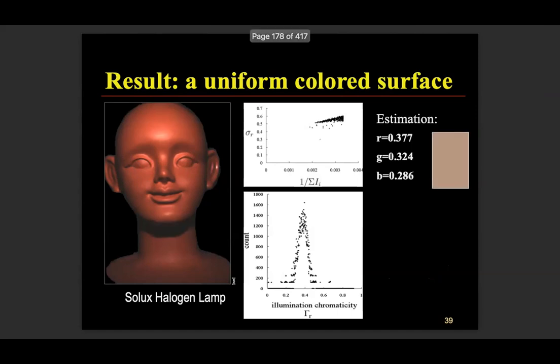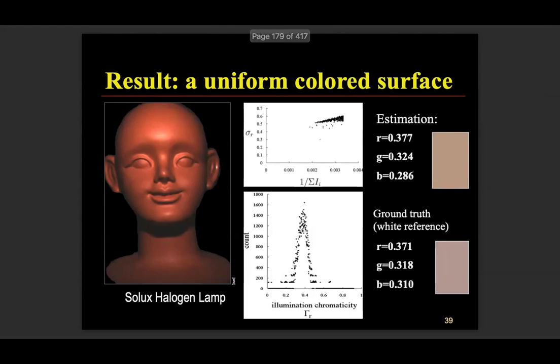And that's the ground truth. Oh, sorry, that's the estimation. And this is the ground truth using a white surface. So if you have a white paper, for example, then you can use the white paper to estimate the light color. And as you can see, the prediction is quite close.